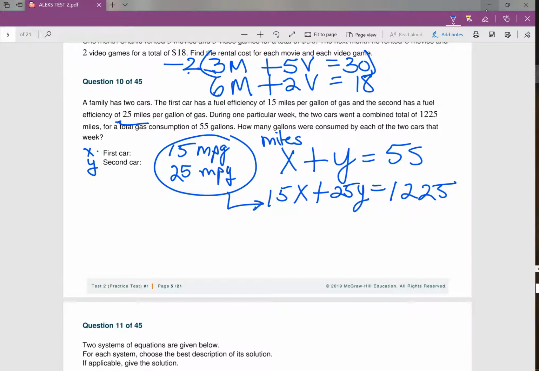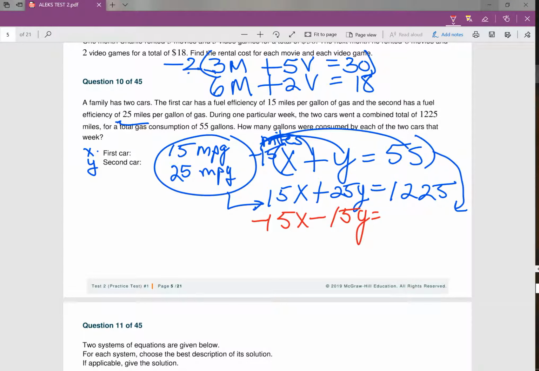we could solve with substitution, or we could just build it up, which I think I'm going to go with that. I'm going to build this up by negative 15 and distribute that to all three terms. Alright, so this second sentence I'm going to write down here in a different color so we can follow. Alright, and so you get negative 15x minus 15y is equal to 55 times negative 15, which gives you negative 825.